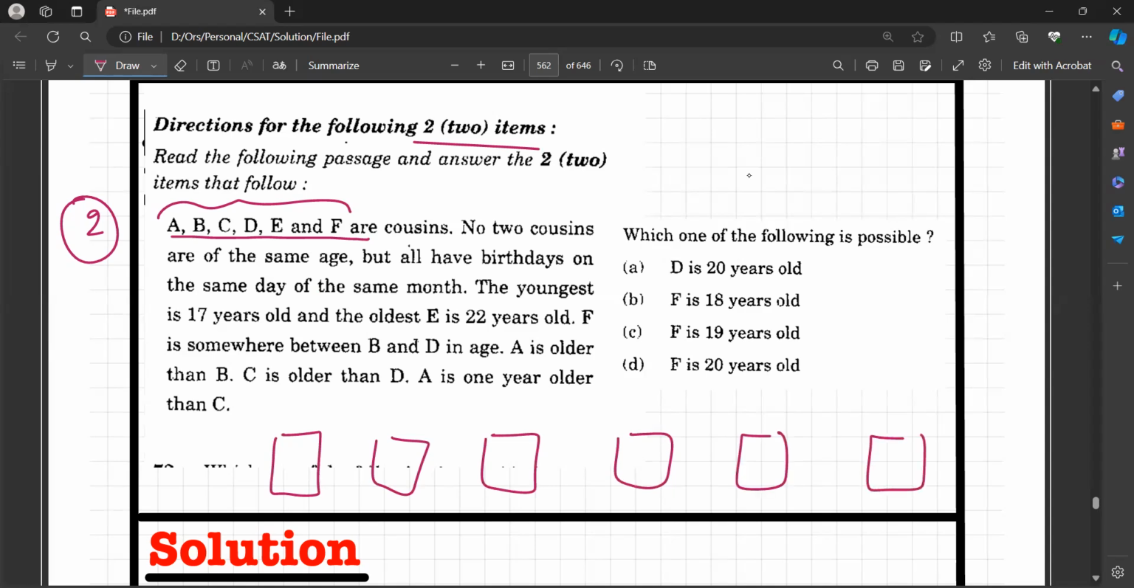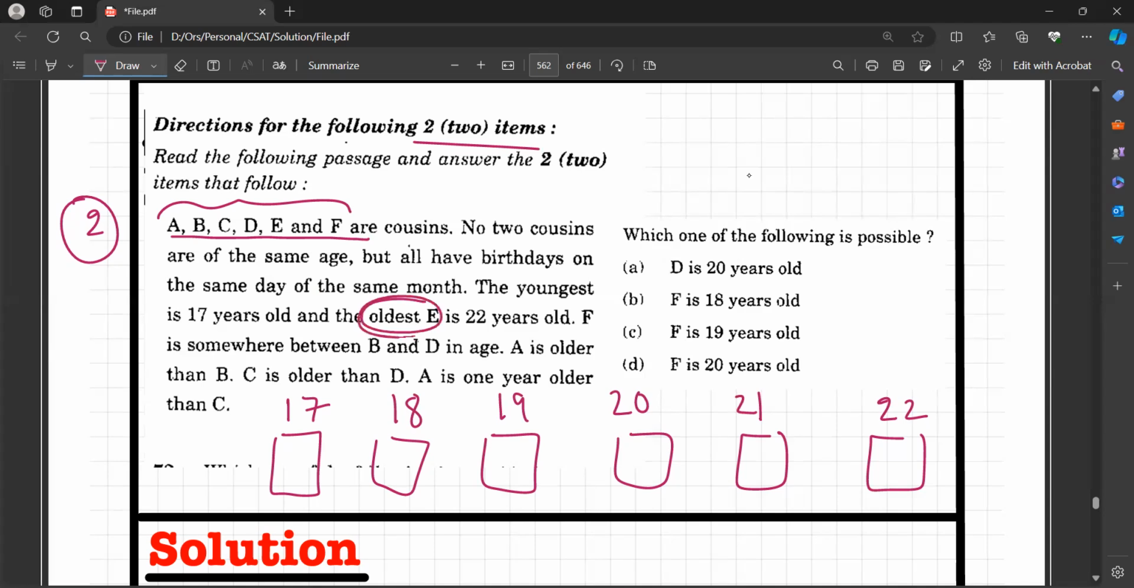The youngest is 17 years old. So that means this is 17 years old. And the oldest is 22 years old. Now to fit each and every one here, then it has to be like this. Because their ages are not the same, yet they have the same day as the birthday, then the ages will be like this: 17, 18, 19, 20, 21, 22. It is because of the fact that the youngest is 17 years old and the oldest is 22 years old, right? Now let us arrange them.